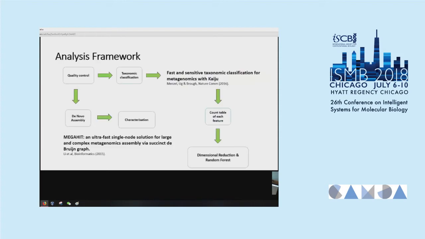Here I'll give a brief overview of the analysis framework I ended up going with. There are two branching forks. The first is quality control of reads and taxonomic classification. The tool I chose for this was Kaiju, and I'll talk about why in a minute. Basically, I built a large database from the NCBI nr database, taking essentially almost every genome there: the human genome, all plant genomes, fungi, viruses, archaea, and bacteria.